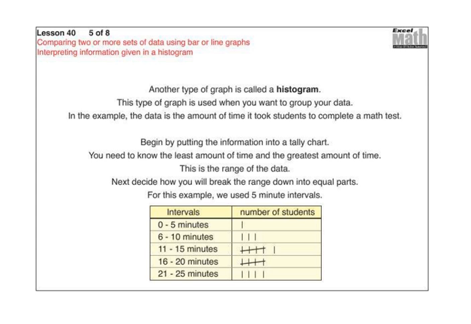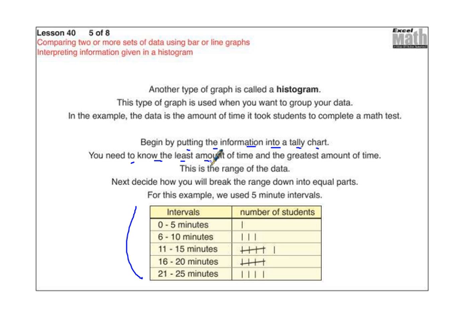Another type of graph is called a histogram. This type of graph is used when you want to group your data. In the example, the data is the amount of time it took students to complete a math test. Begin by putting the information into a tally chart. This is a tally chart.